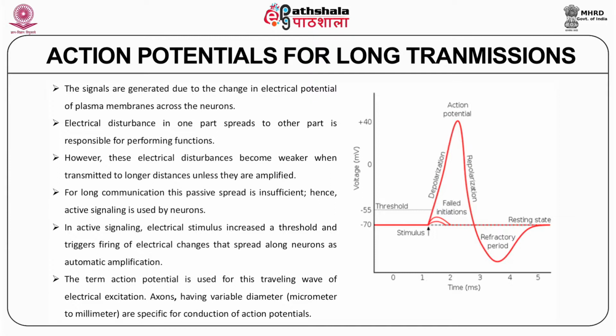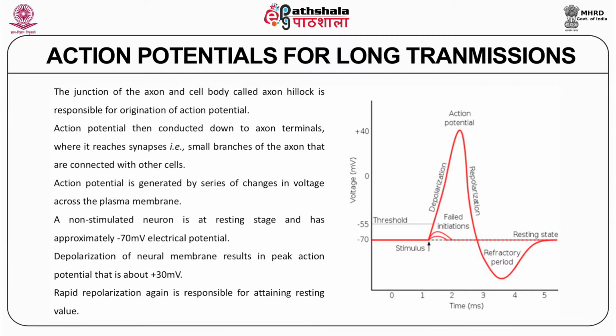Axons, having variable diameters from micrometers to millimeters, are specific for conduction of the action potential. The junction of the axon and cell body, which we call the axon hillock, is responsible for origination of an action potential. Then the action potential has to be conducted down to the axon terminal, where it reaches the synapses, that is, the small branches of the axon that are connected with other cells. The action potential is generated by a series of changes in voltage across the plasma membrane.